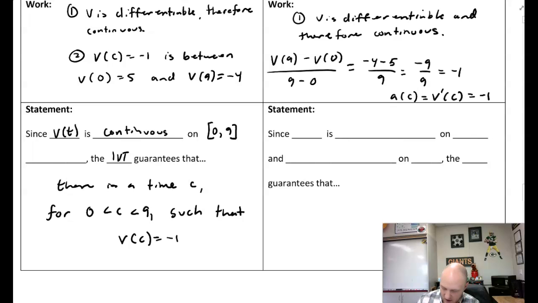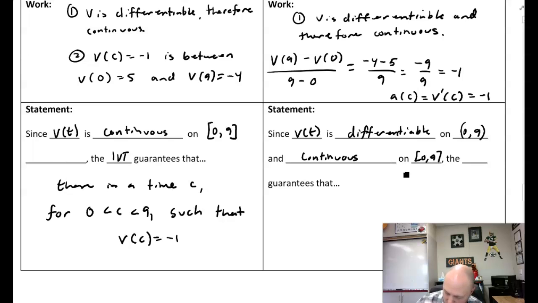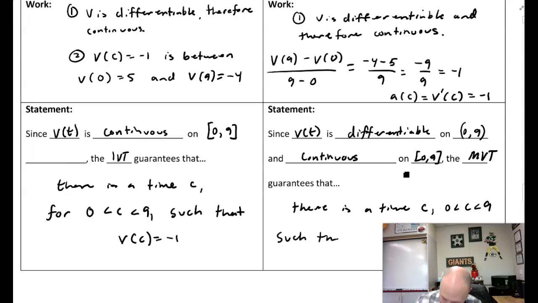Okay, and then for the mean value theorem, since v of t is differentiable on 0 to 9 and continuous on 0 to 9, the MVT, the mean value theorem, guarantees that, again, you're just going to copy what the question's asking you, that there is a time c for 0 less than c less than 9 such that a of c, which is the same thing as v prime of c, is equal to -1. Okay?